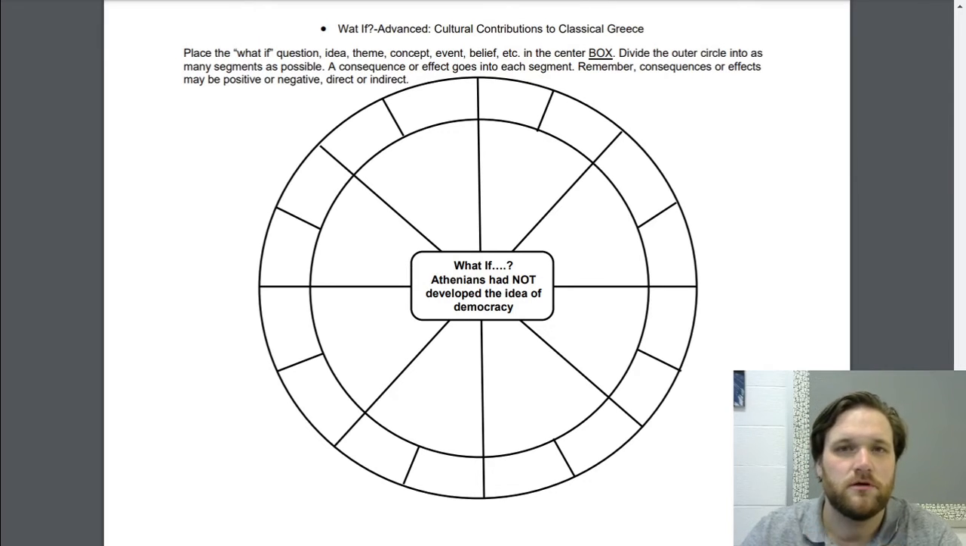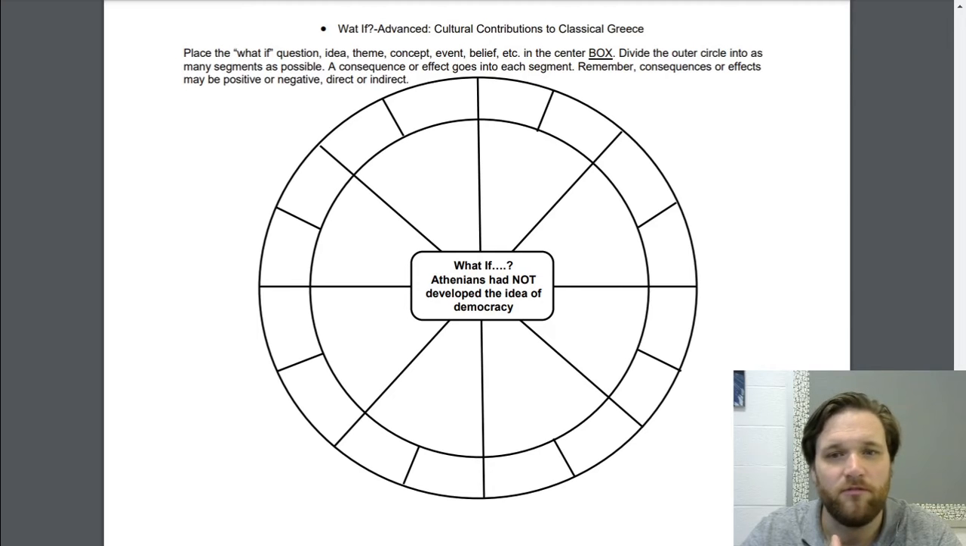You create and come up with what would have happened. Did someone else do it? Did they create a different form of government? Was it just delayed and it was created later by someone else? Maybe it moved to another country that was influential as well. Maybe whatever they developed became the more prominent form of government. These are up to you.